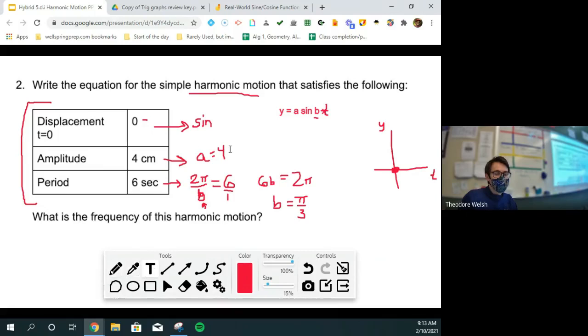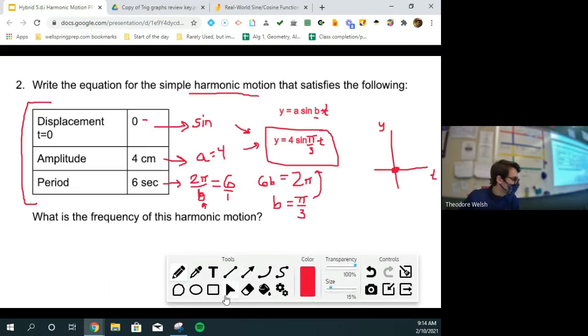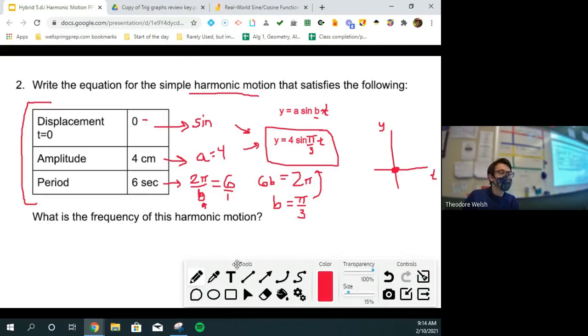So when we're writing our final function then, we have y equals our a value of 4, it's a sine function, a b value of pi over 3, so sine of pi over 3 t. So that comes from taking in all those different pieces of information and plugging those into our sine function. Any questions so far?